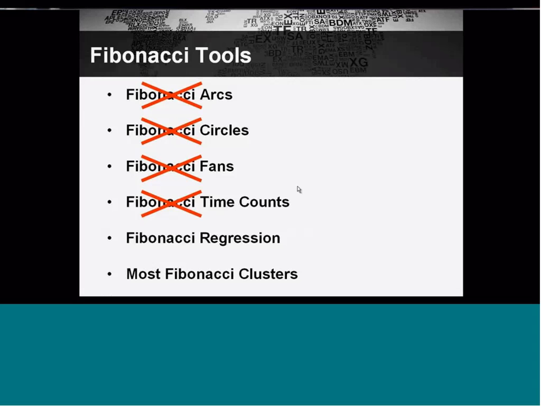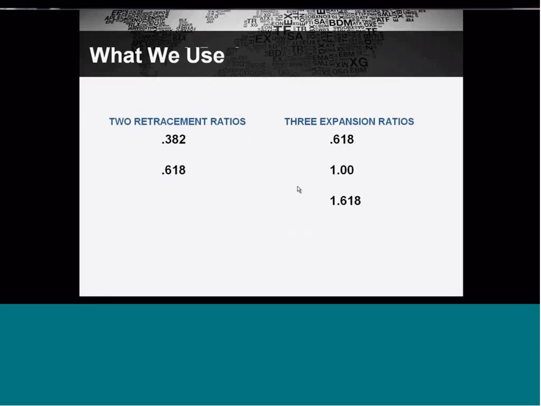Fibonacci regression, Fibonacci clusters. I do not use most Fibonacci clusters. I use 2 retracement ratios. I use 3 expansion ratios, and it's the way that you use these things that makes the difference. No, I don't use 0.5. No, I don't use 0.79. All this stuff simply adds more confusion than it is worth.